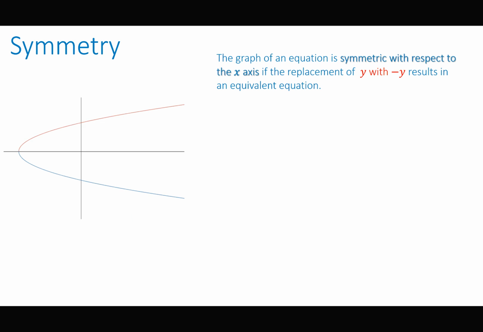We can have symmetry about the x-axis as well. If I chose 2 points on here, I can see those are symmetric. This is some x comma y, but this is x comma negative y. So if it's symmetric about the x-axis, there'll be a replacement of y with negative y, or vice versa.